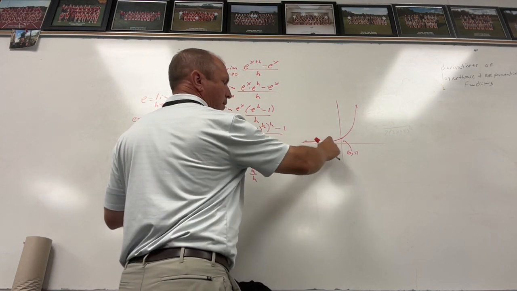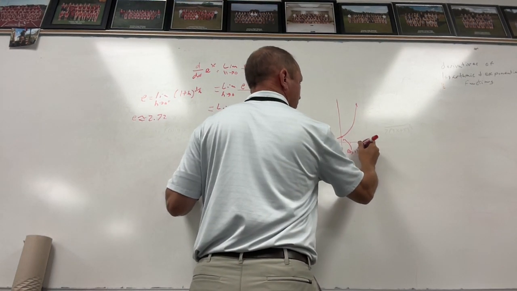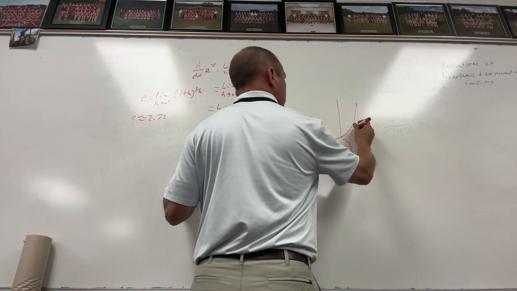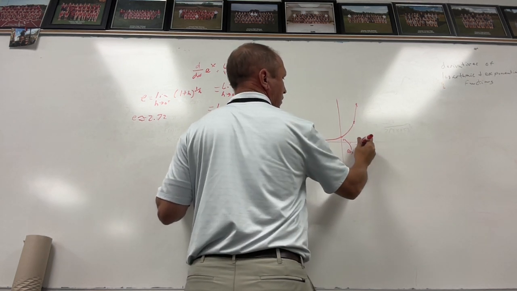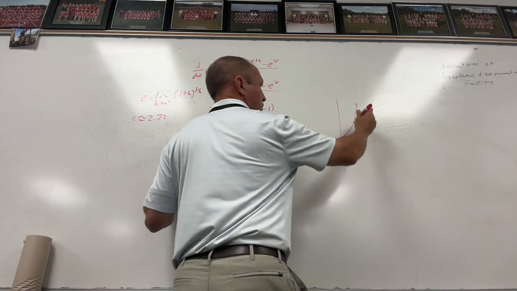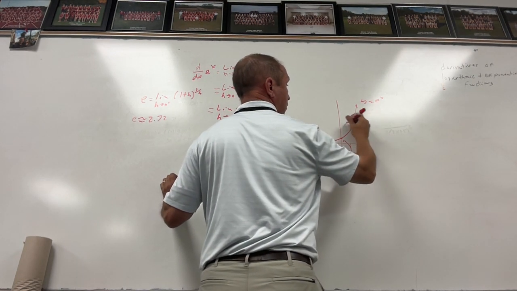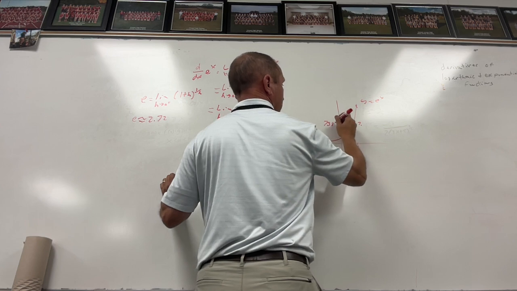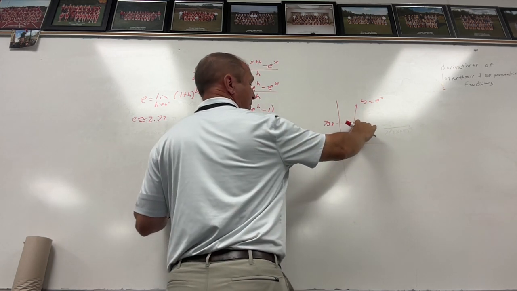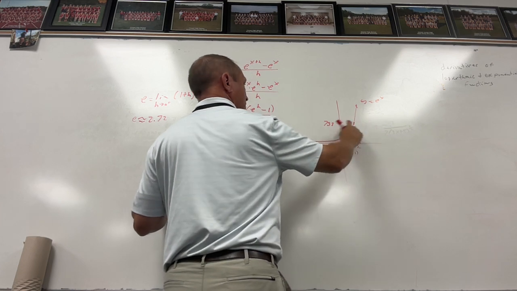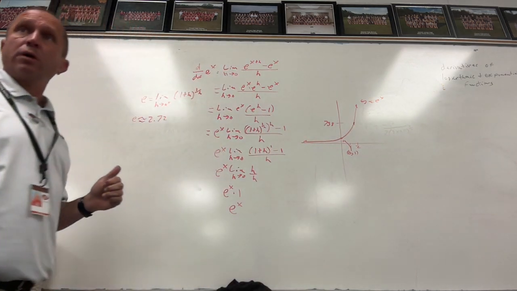These points out here, someone do e squared. What is that approximately as a decimal? 7.389. Okay, so that means the y value right here is also the slope. At that point, when x is 2, we have a slope of 7.389 as well.